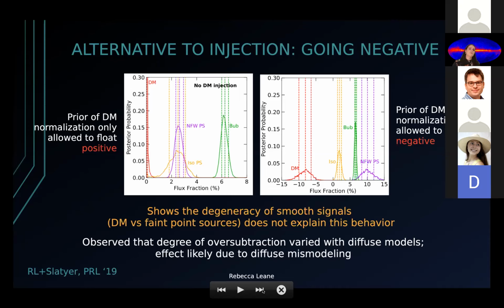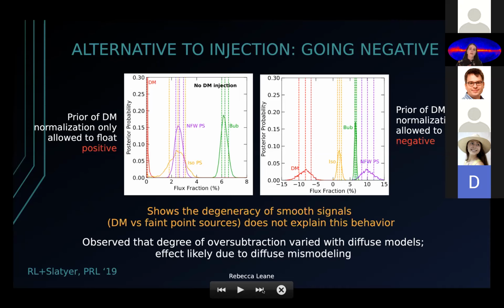But what this shows you is that the degeneracy of smooth signals, being if you have dark matter, or you have really faint point sources that just look effectively like something smooth because they're just so faint, was not what was explained. That would not explain this behavior, in the sense that the fit does not want anything that is smooth at all.